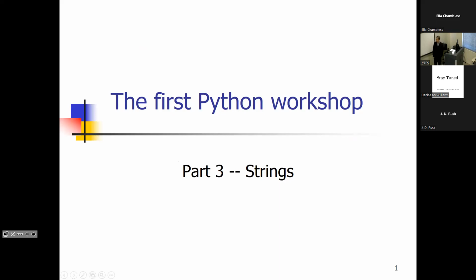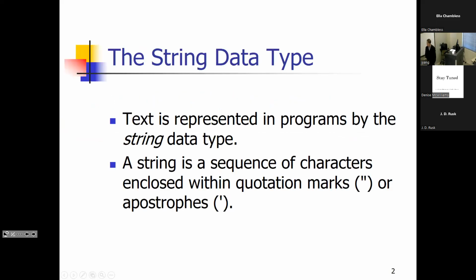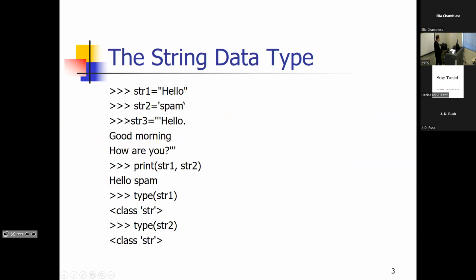Okay, let's continue our workshop. Part 3, strings. String is a data type in all languages. In Python, string has this unique feature. For example, a string can be quoted by single quotation marks, double quotation marks, and even triple quotation marks for multiple lines.